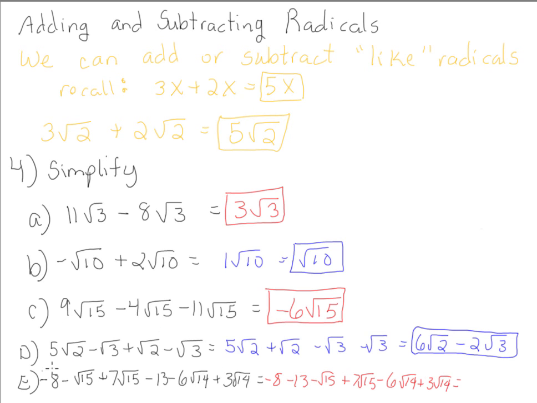So I got negative 8 minus 13, so that's going to be a negative 21. Then I have a negative square root of 15 plus 7 the square root of 15, so that's positive 6 the square root of 15. And with the square roots of 14's, I would end up with a negative 3 the square root of 14. So I know it's hard to see here, so I'll reread this. The final answer for example 4, section E, is negative 21 plus 6 the square root of 15 minus 3 the square root of 14.